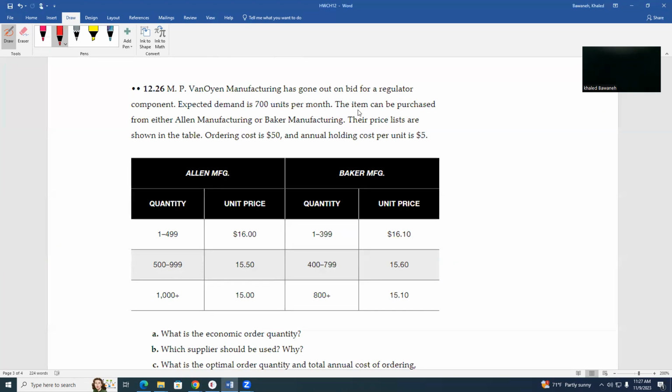Manufacturing company, their expected demand. Okay. Do the first one, A, which is this one, by yourself. Let's see. I know you will make lots of mistakes. Do it.